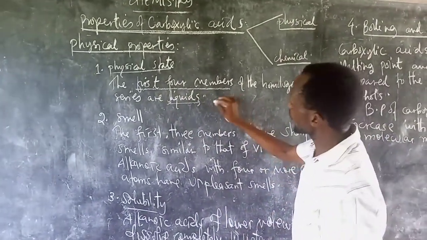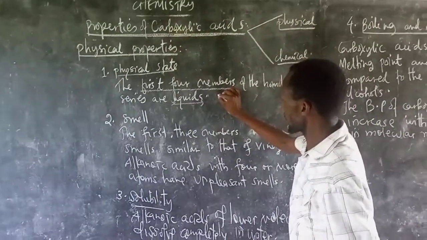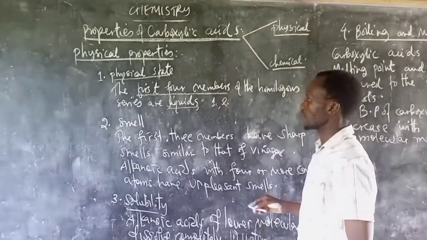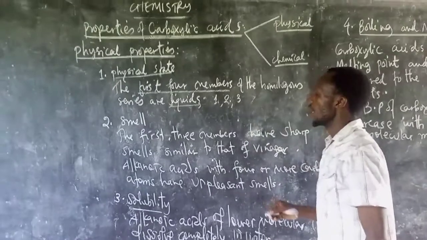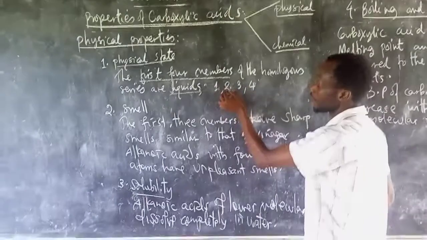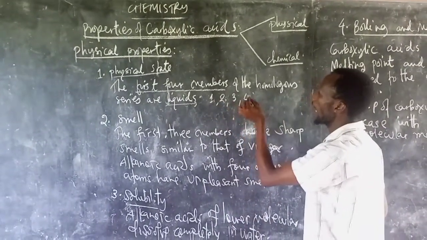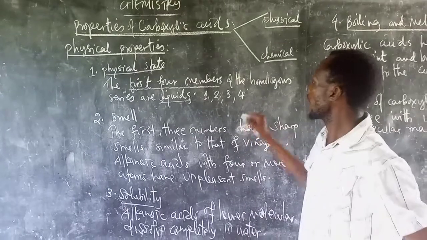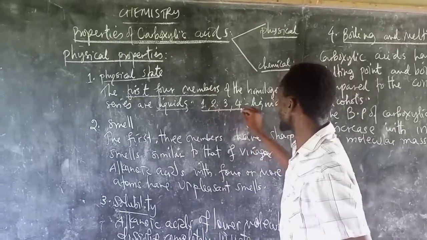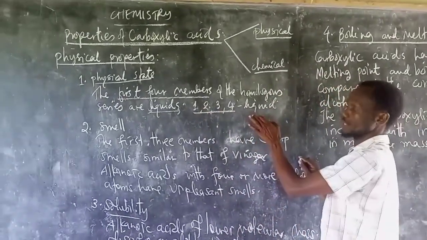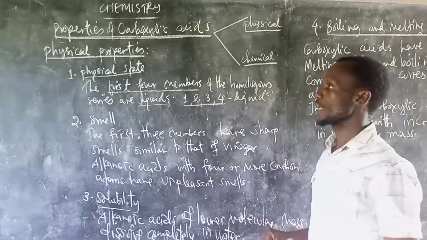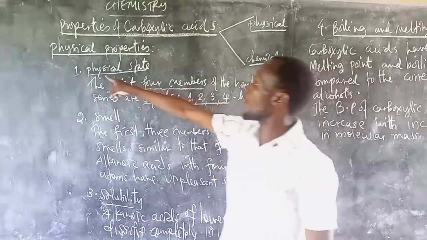So if you're talking about methanoic acid, the first member. The second member, ethanoic acid. The third one is propanoic acid. And the fourth one is butanoic acid. Means methanoic acid, ethanoic acid, propanoic acid, and butanoic acid are in liquid state. So the first four members in the homologous series are liquids. That is very important, and that is all about physical state.